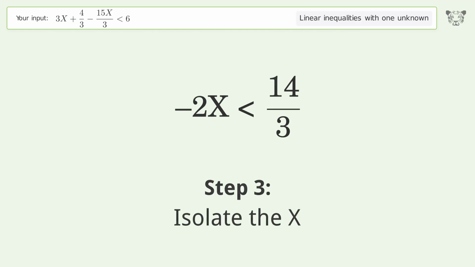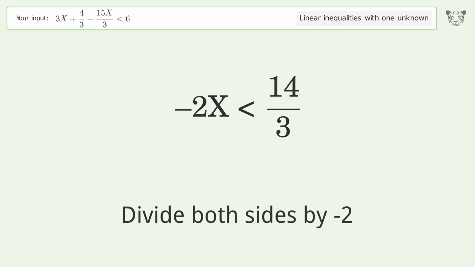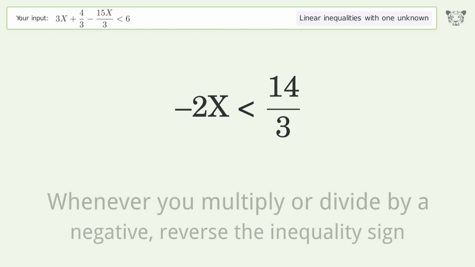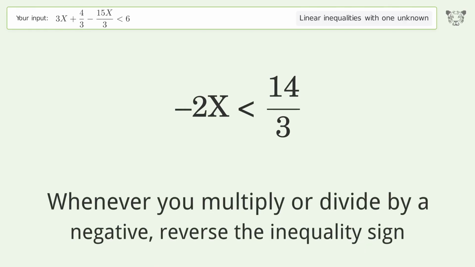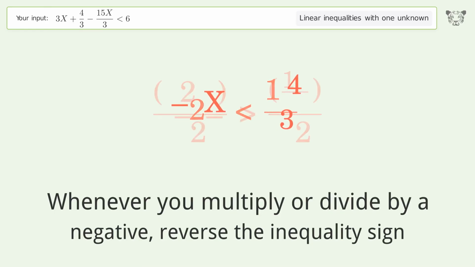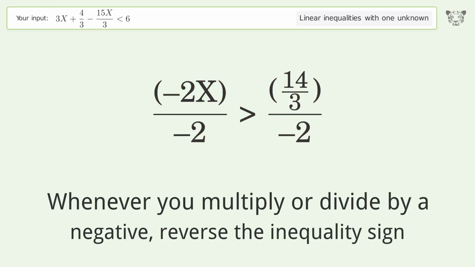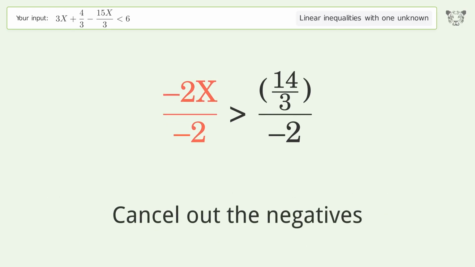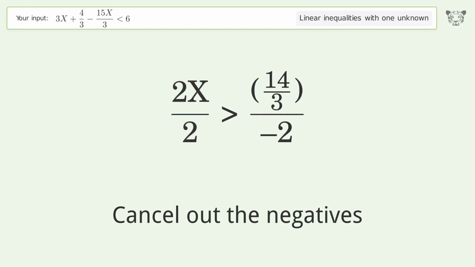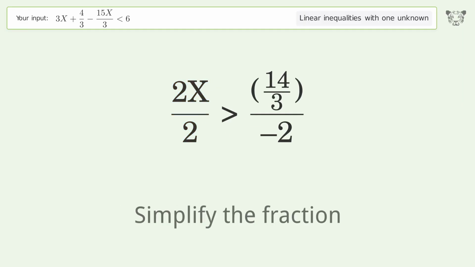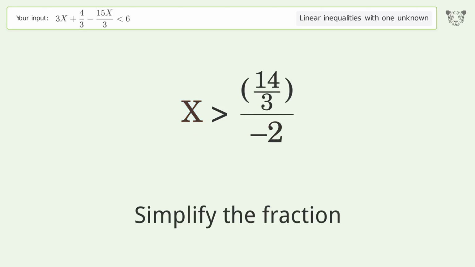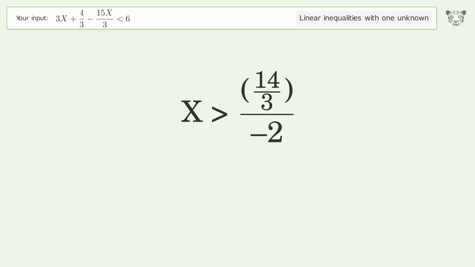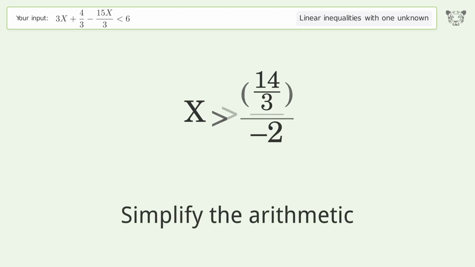Isolate the x. Divide both sides by -2. Whenever you multiply or divide by a negative, reverse the inequality sign. Cancel out the negatives. Simplify the fraction. Simplify the arithmetic.